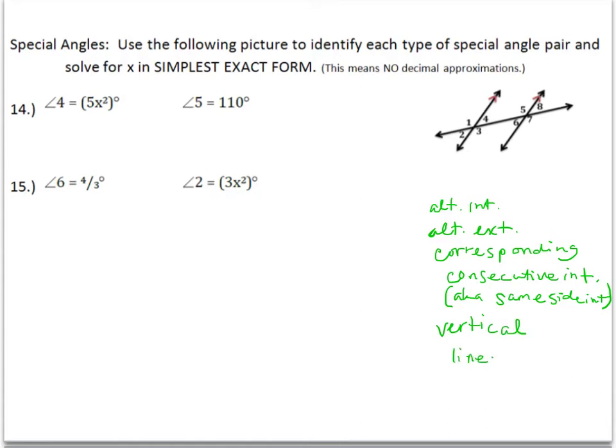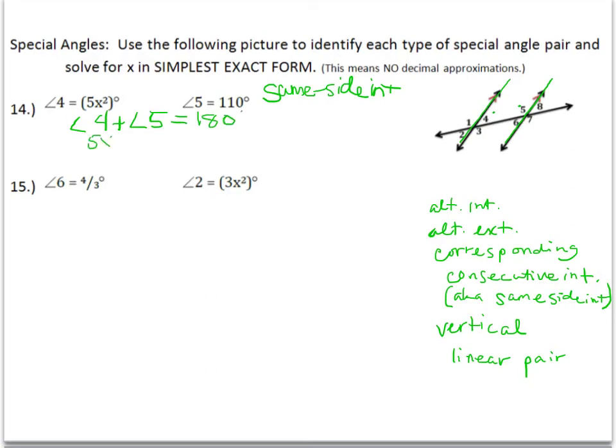angles and linear pair. So looking at our picture, we're talking about angle 4 and angle 5. They're both inside our parallel lines on the same side of the transversal, which means these would have to be same side interiors. And we know the relationship between those is that they are supplementary. Or in other words, angle 4 plus angle 5 equals 180.